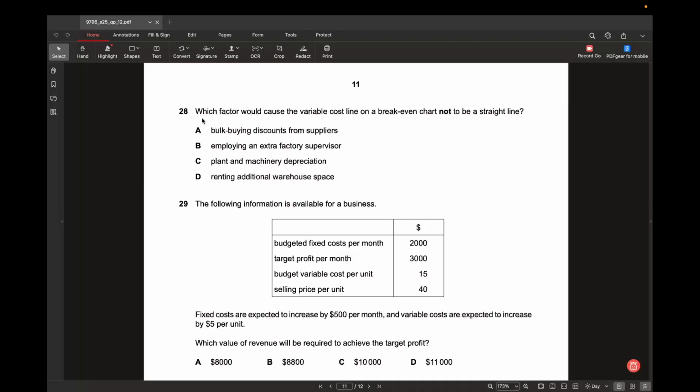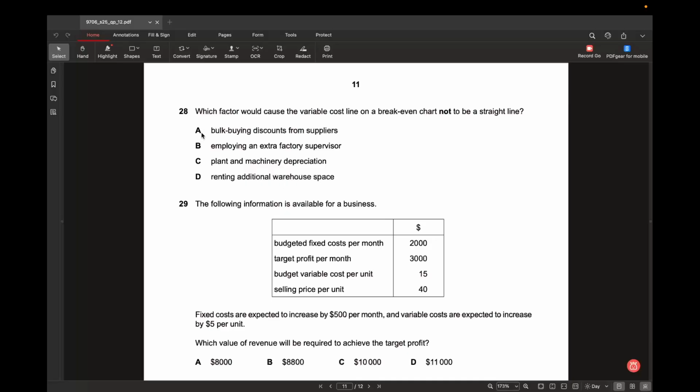Question 28. Which factor would cause the variable cost line in break-even chart not to be a straight line? A, a bulk buying discount from supplier. B, employing an extra factory supervisor. C, plant and machinery depreciation. And D, renting additional warehouse space.